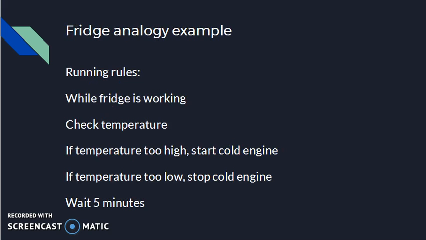In real life, a fridge works like this. When it is working, the system checks its temperature. If the temperature is too high, then the cold engine starts. If the temperature is too low, then the cold engine stops. The system will wait 5 minutes to repeat the above steps to keep the fridge working correctly.